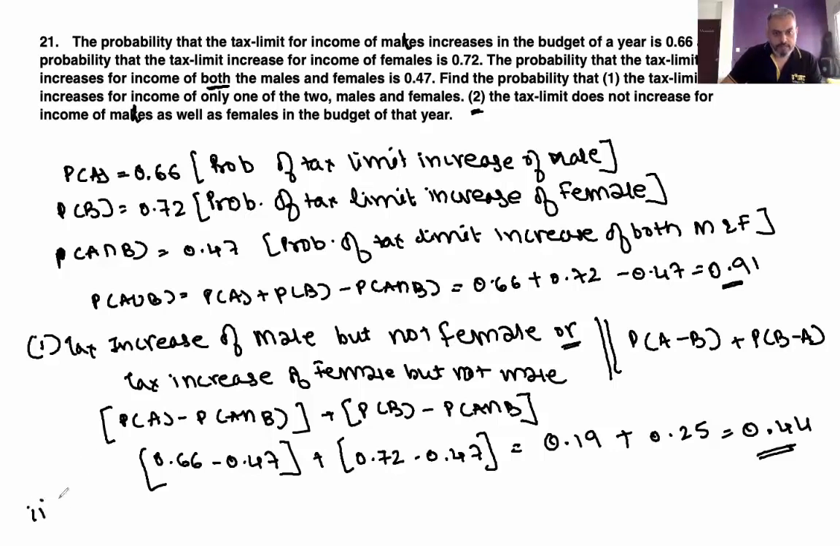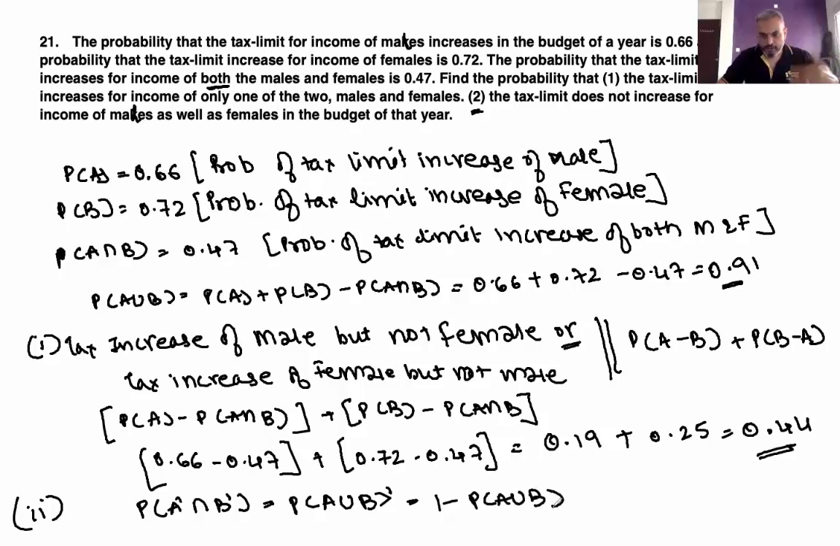Second one, we do not want it for male as well as female. So probability of A complement intersection B complement is probability of A union B complement, which is 1 minus probability of A union B. I'm writing in short, so we can cover more sums, but when you do it as your homework, you have to write all the description. So 1 minus, we already found out 0.91, which is equal to 0.09. Answer. Important sum for example.